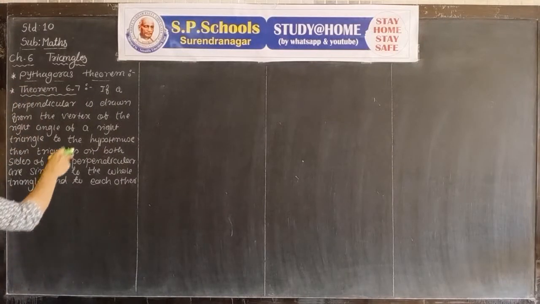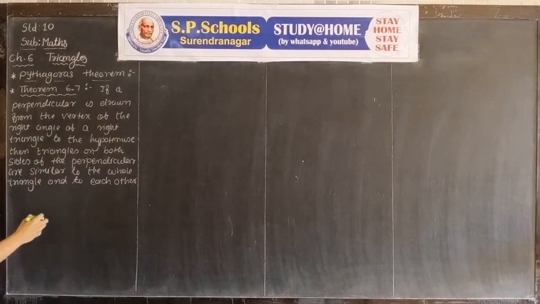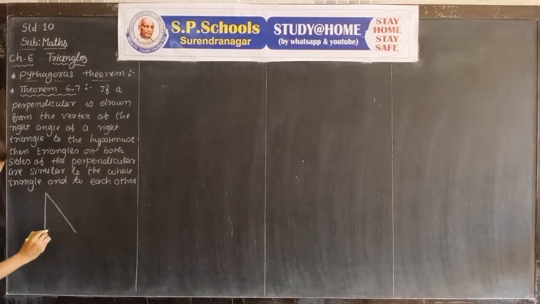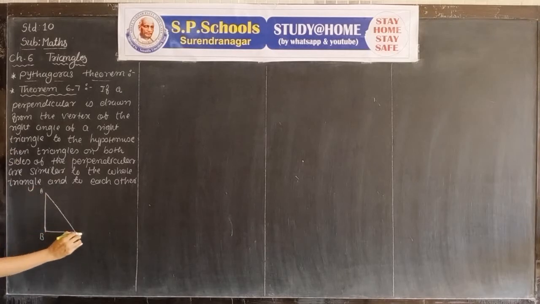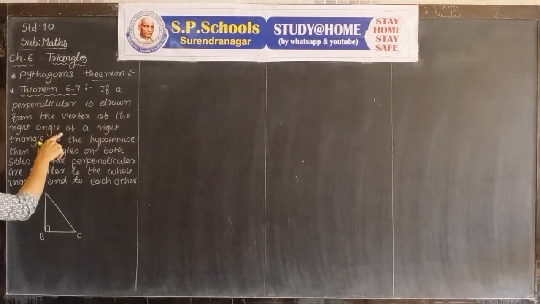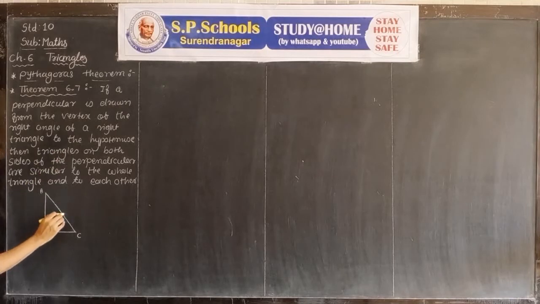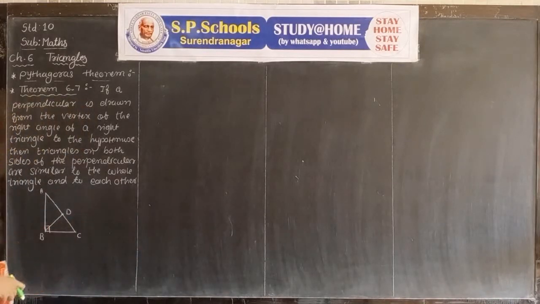The statement says that if a perpendicular is drawn from the vertex of the right triangle, first of all we have to draw one right triangle. Here the triangle ABC is a right triangle in which angle B is 90 degrees. We have to draw a perpendicular from the vertex of the right angle. BD is the perpendicular on AC, because in your textbook the perpendicular on AC is named BD.